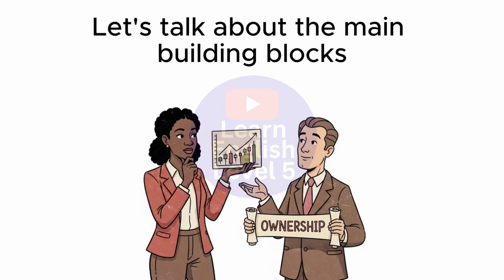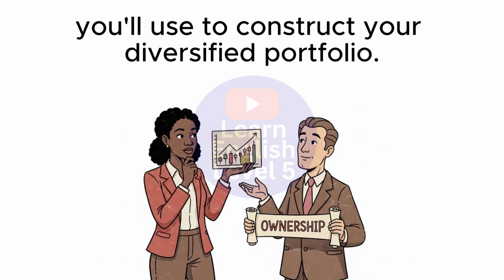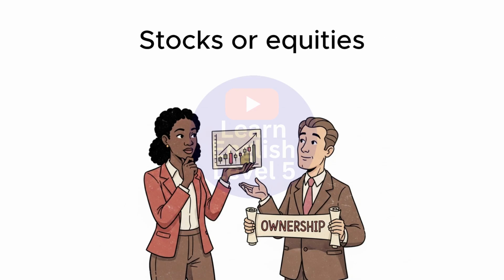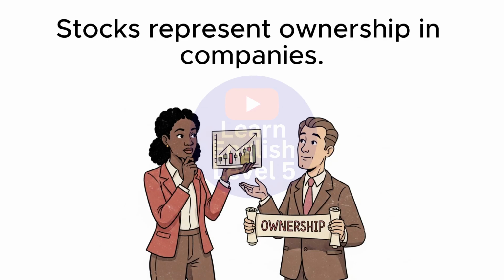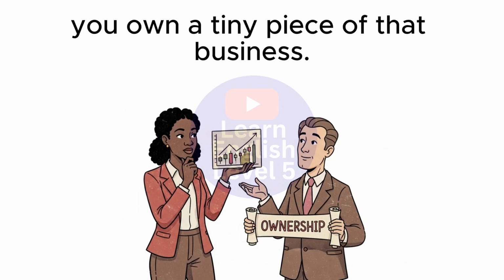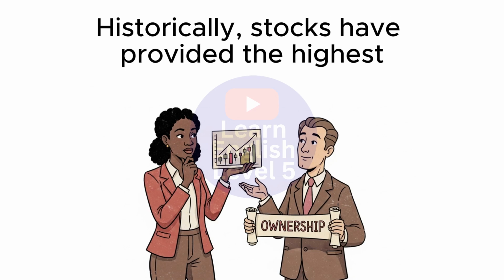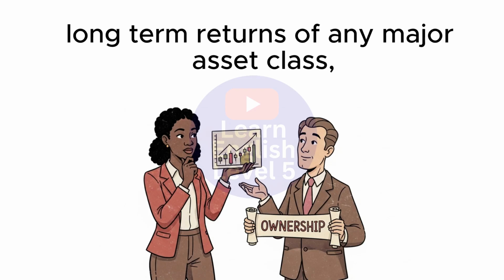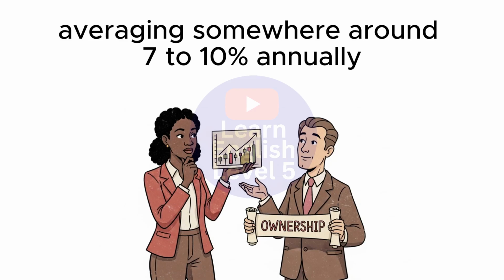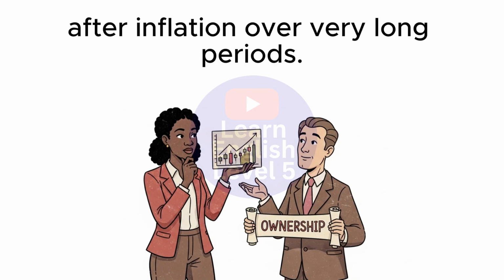Let's talk about the main building blocks you'll use to construct your diversified portfolio. These are your core asset classes. Stocks, or equities. Stocks represent ownership in companies. When you buy a share of stock, you own a tiny piece of that business. Historically, stocks have provided the highest long-term returns of any major asset class, averaging somewhere around 7 to 10% annually after inflation over very long periods.